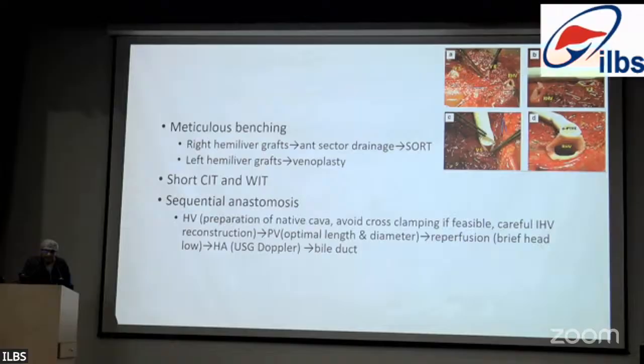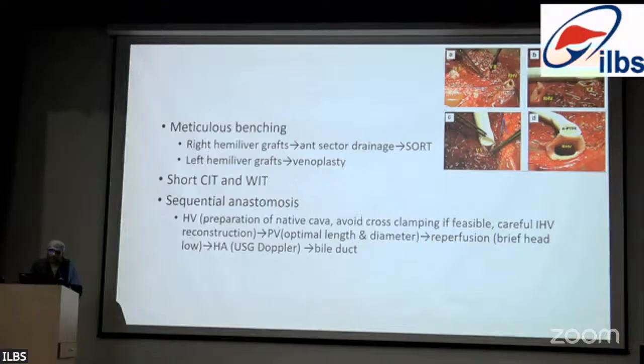Next part is the meticulous benching. That is very important, especially in the small kids up to 20 kg, the left lateral graft is sufficient, and for bigger kids we take a left lobe graft, and in adults we take a right lobe graft. Especially in the right lobe grafts, to improve the functionality of the whole graft, we drain the anterior sector properly. We have already published that we recreate the new MHV with a PTFE, and we reconnect the PTFE to the RHV to have a wide opening outflow.